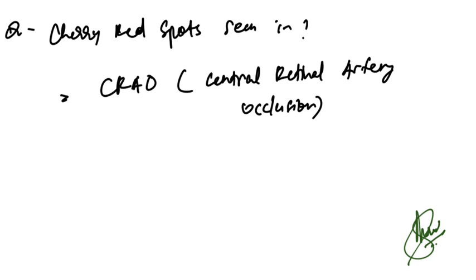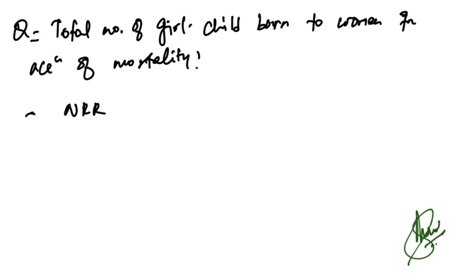Then cherry red spots are seen in CRAO, that is central retinal artery occlusion. Total number of girl child born to women according to mortality, that is NRR. NRR is net reproductive rate.